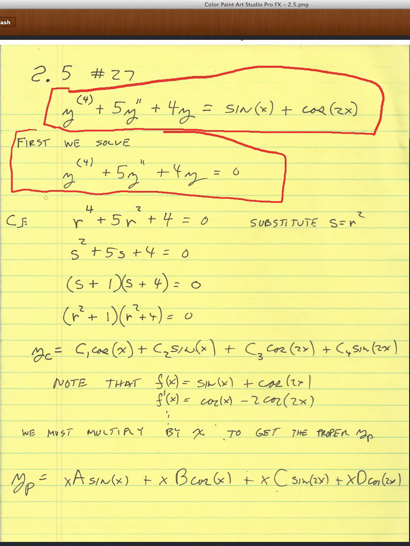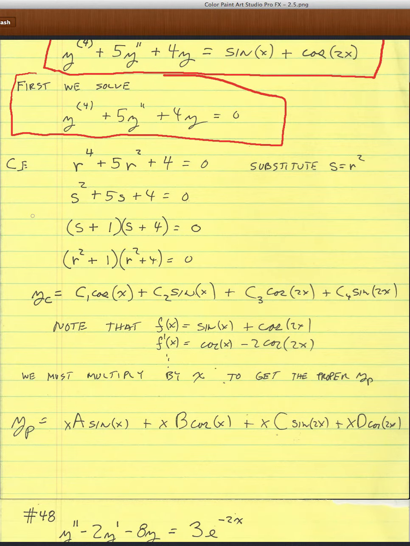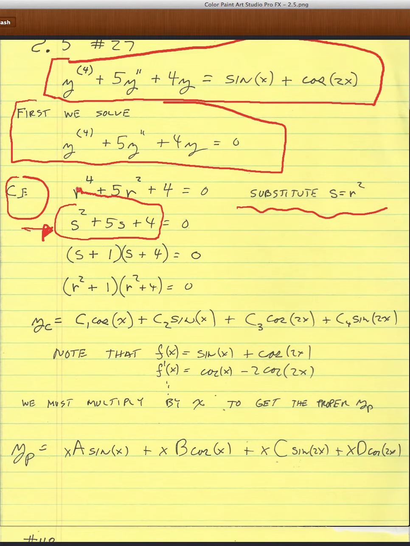So once again, as we've done many times in this class, we are going to find the characteristic equation, which is r to the fourth plus 5r squared plus 4. If you do this little substitution, s equals r squared, then what we're trying to do is factor this particular polynomial, and that factors as... ooh, son of a gun. Let me get back here. So that factors as... undo that.